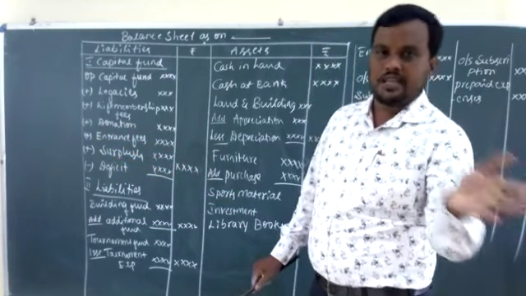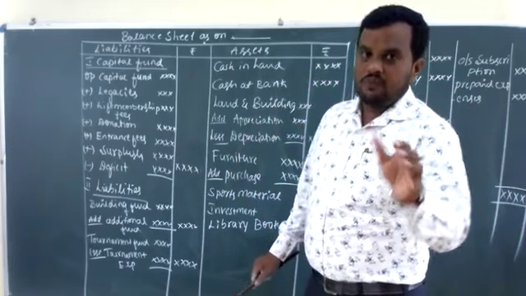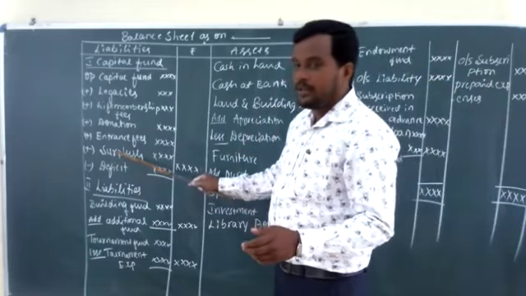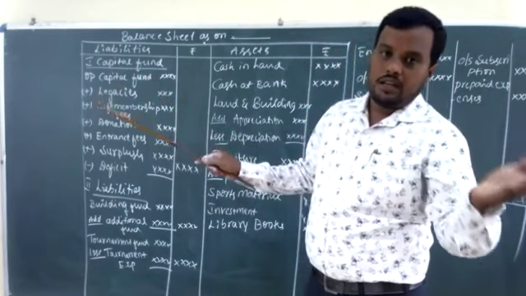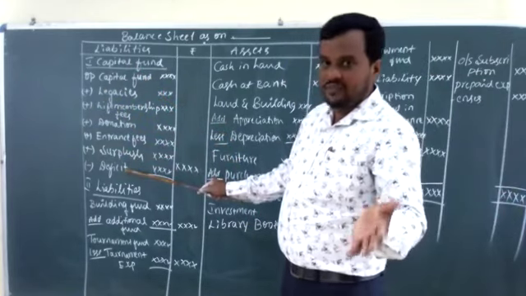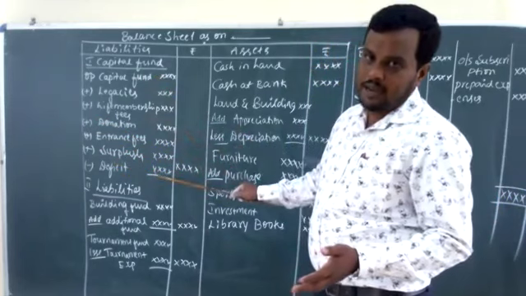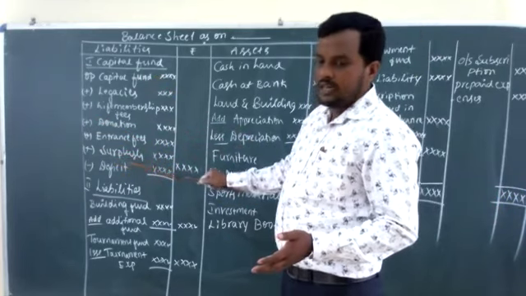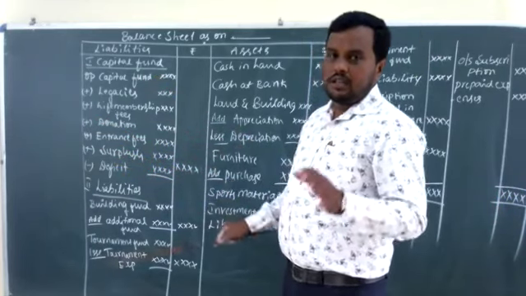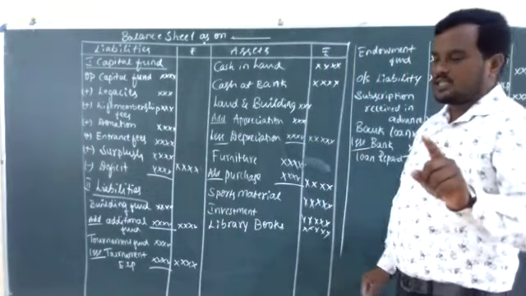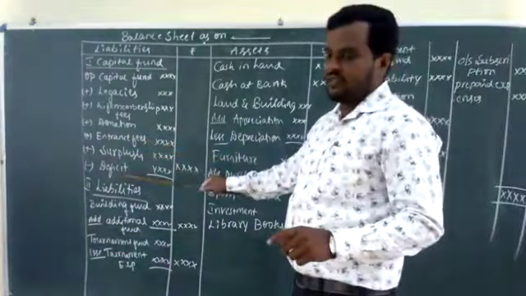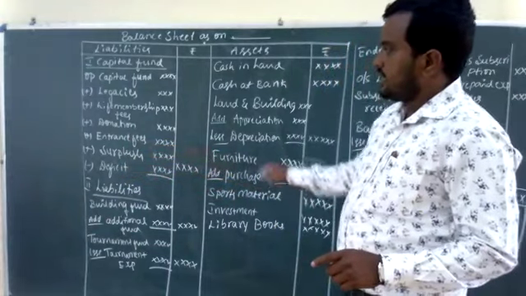It may be surplus or deficit. If we get the surplus, it is added to the opening capital fund, or if we get the deficit, it is deducted from the capital fund. So for this surplus or deficit, we cannot get two answers. We can get only one answer, either surplus or deficit. Total it and we get the capital fund.